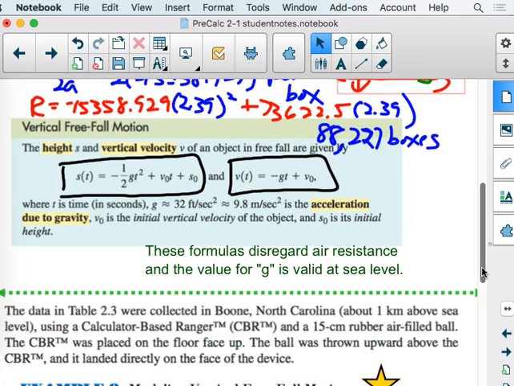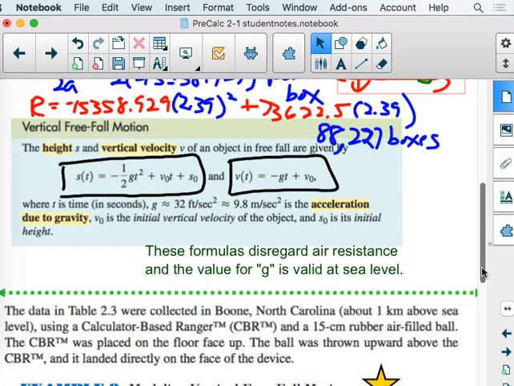So t is time in seconds. G depends on whether or not you're talking about feet or meters. We've got approximately 32 feet per second squared, and approximately 9.8 meters per second squared. That's our acceleration due to gravity. And then v sub naught is the initial vertical velocity of the object, and s sub naught is the initial height. So this is one where we have to pay close attention to what variable is doing what.